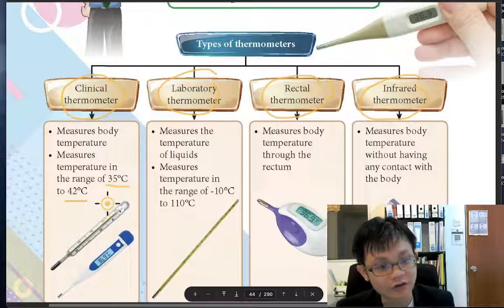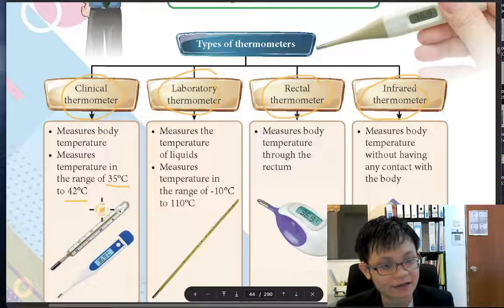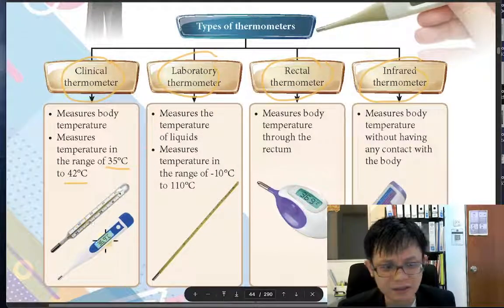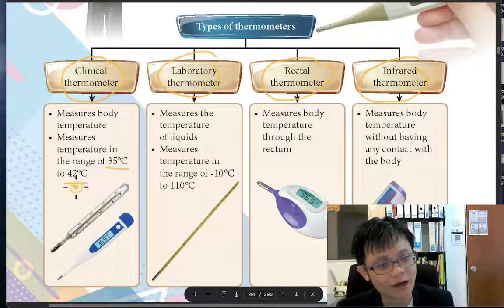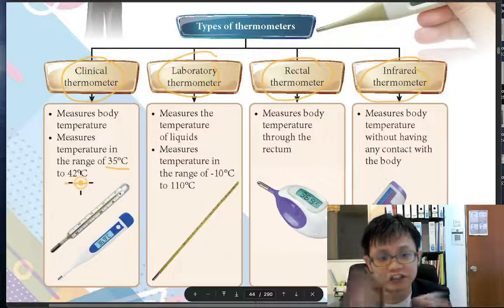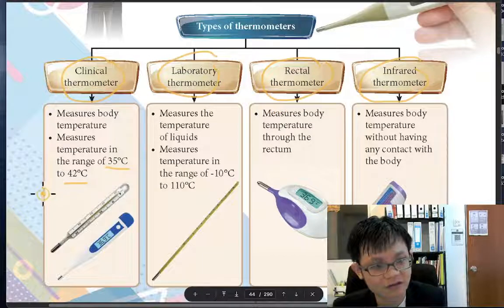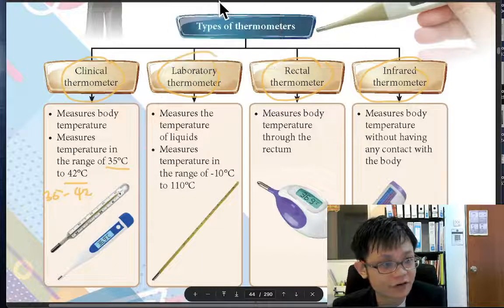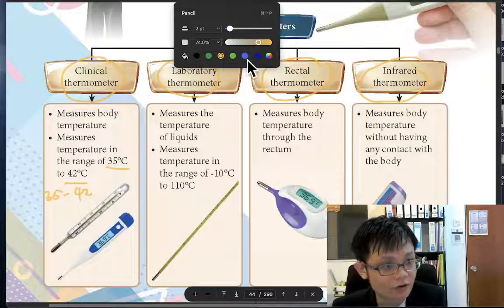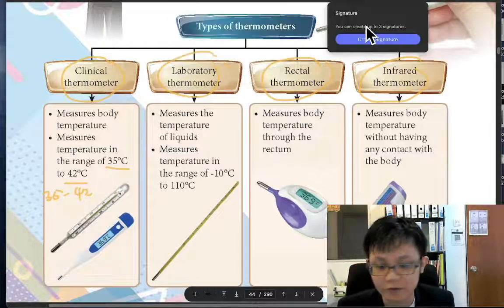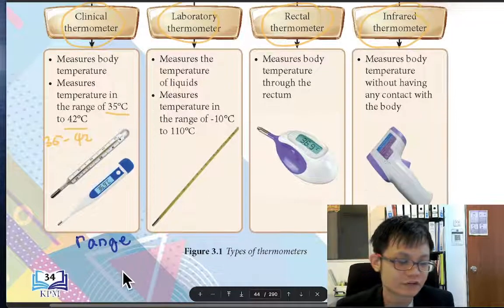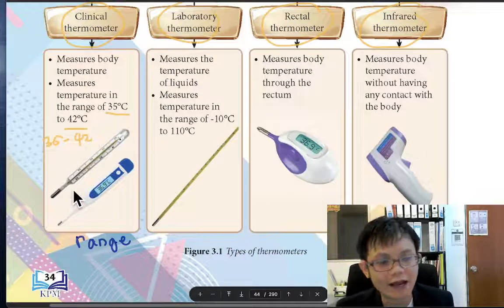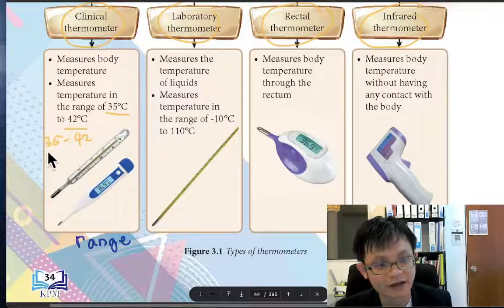So it's more accurate, and it is probably smaller, and we can see it has a digital display. And why don't they make the range bigger? So this is the range, 35 to 42, and the range is very small. Why is the range very small? Of course, why is the range 35 to 42?